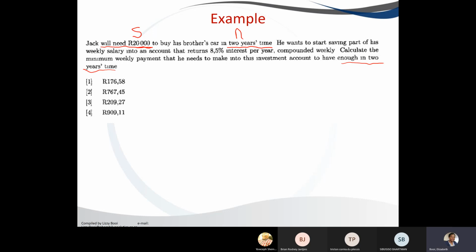He wants to start saving part of his weekly salary, so already there is a hint. This will be weekly compounded. But in the statement, the interest, which is our I, is 0.085 because we divide 8.5% by 100, and it is compounded weekly. So our compounding period is equal to 52. So we can multiply 52 by 2 and divide 0.085 by 52.